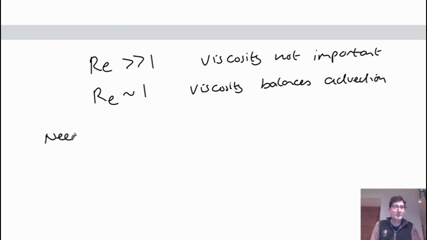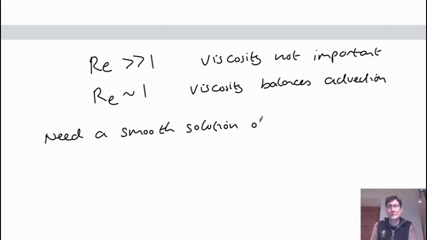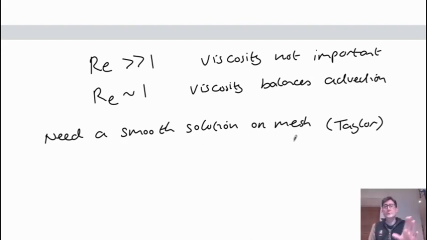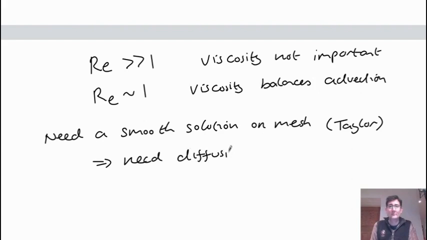So we need a smooth solution on the mesh, because we're using Taylor expansions. So we're assuming that the solution is smooth, we can use polynomials and just smoothly go between the grid points, and so therefore we need a diffusion. We need some kind of diffusion to ensure we have a smooth solution.